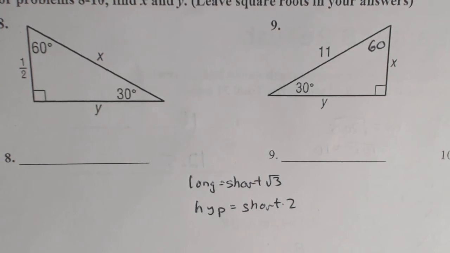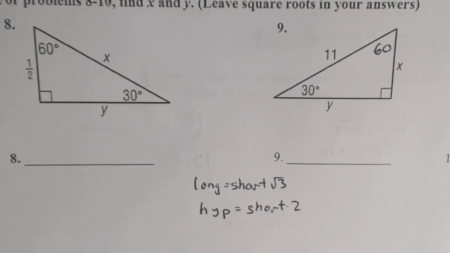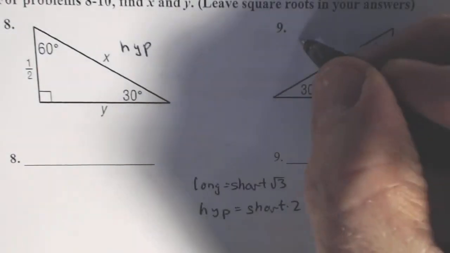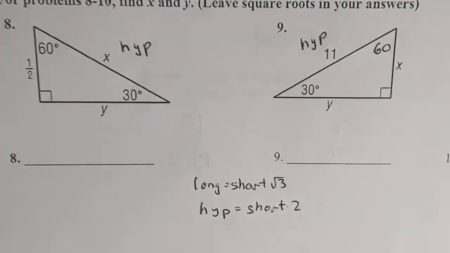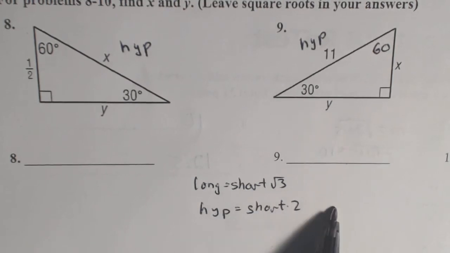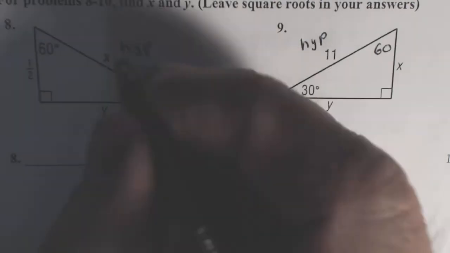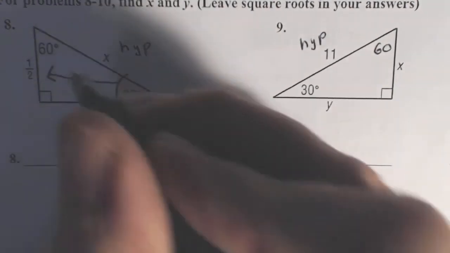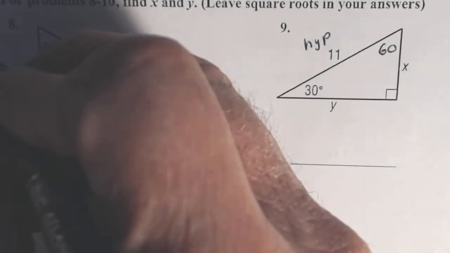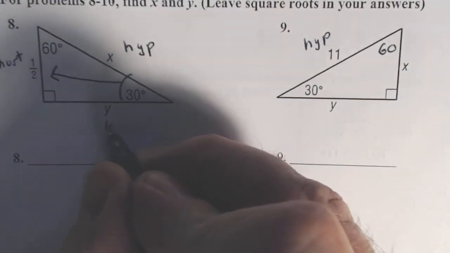Okay, hopefully you know that across from the right angle is the hypotenuse. So there's my hypotenuse. In that 30, 60, 90, it's the x. Here's my hypotenuse in this 30, 60, 90. It's the 11. Now, the best thing to be given is the short leg because both of the formulas just use the short times something. And that's what you're given over here. This 1/2 is opposite the 30. Opposite the small angle, you'll find the small or short leg. So this is short in this problem, which makes that long.